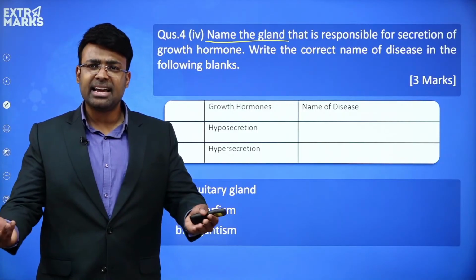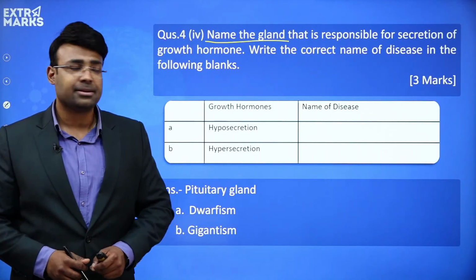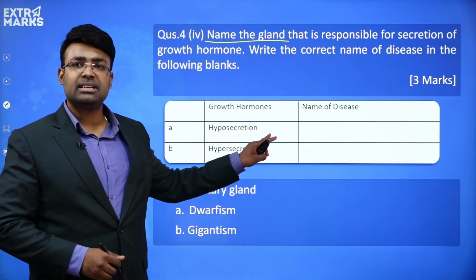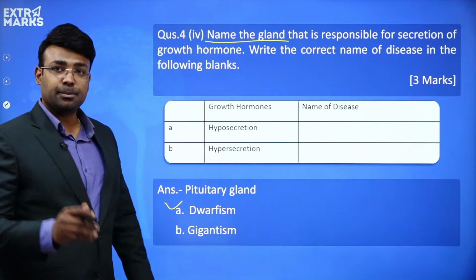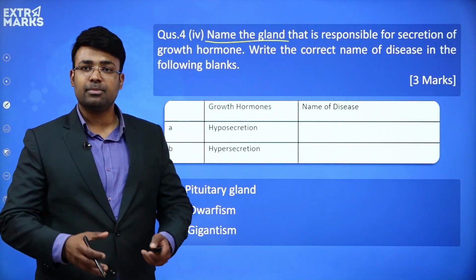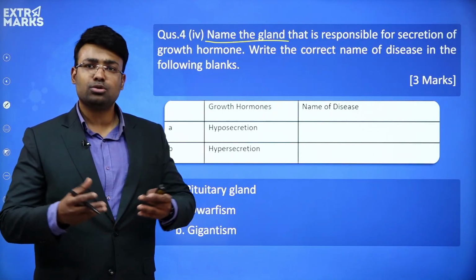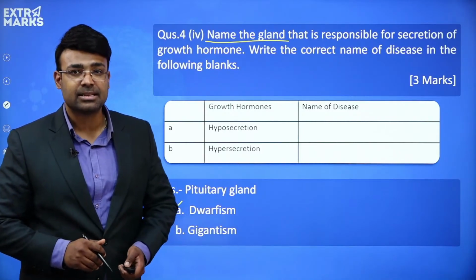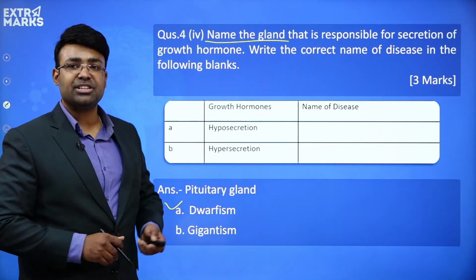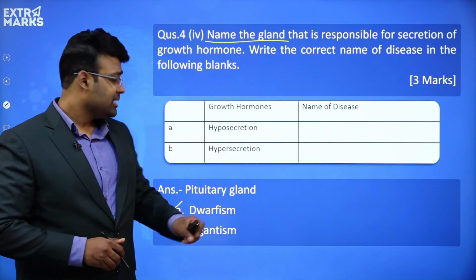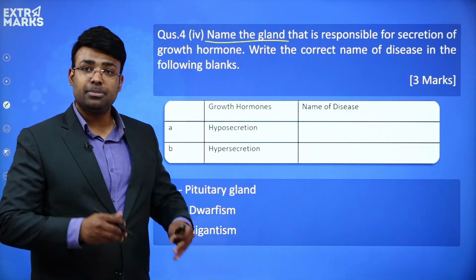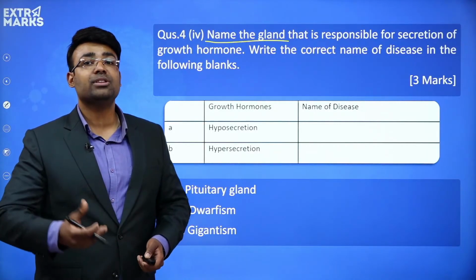So which gland? Again, the master gland, that is the pituitary gland. And the hyposecretion of this gland can lead to what? It can lead to dwarfism. The person becomes a dwarf. The development is complete, the growth is complete, but the height does not increase. So it is due to the hyposecretion. And next, the hypersecretion. What is hypersecretion? Same, gigantism. The person grows in height more than normal.